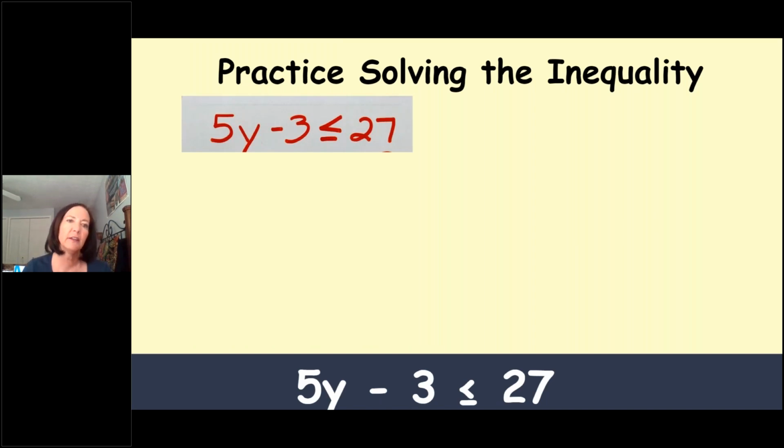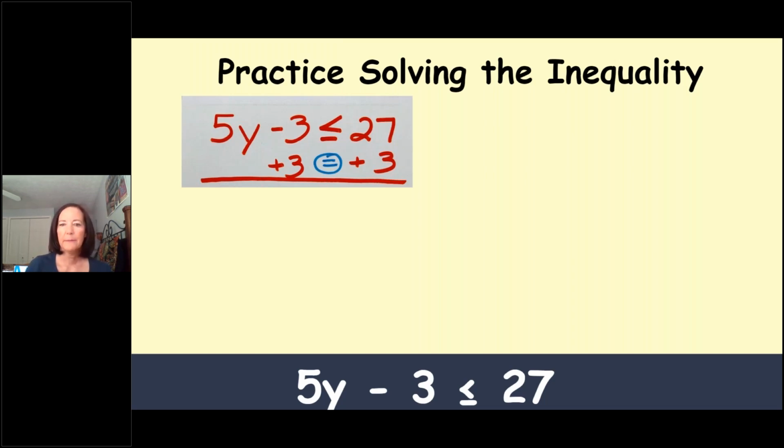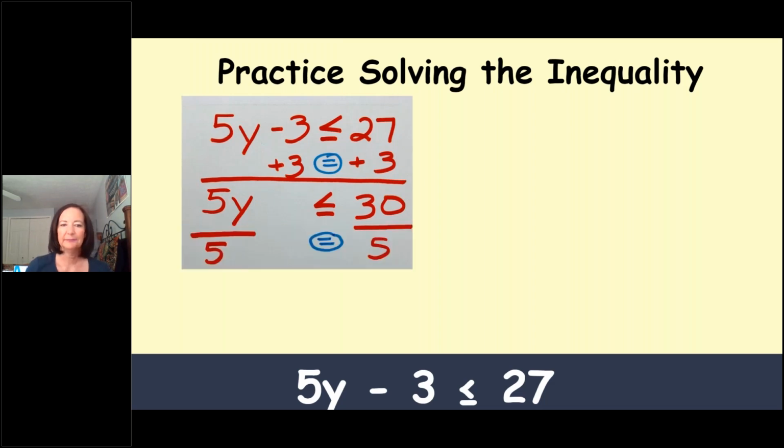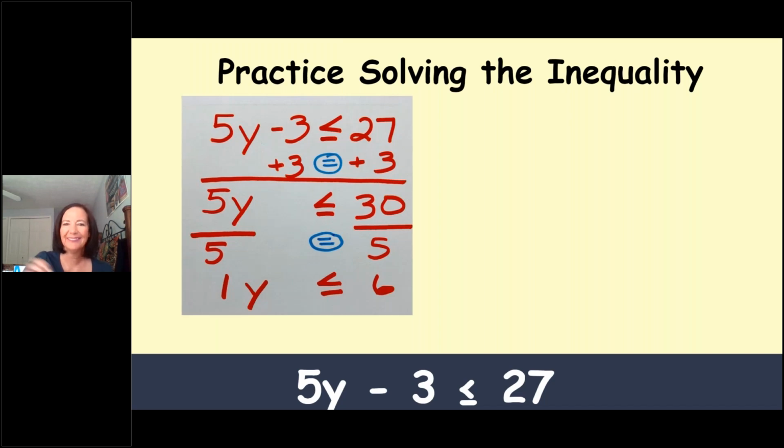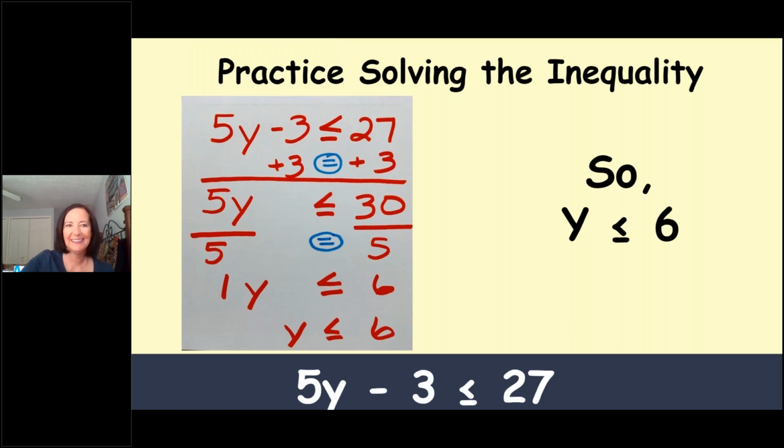Okay, Danielle, your turn. 5y minus 3 is less than or equal to 27. This is kind of ugly. So first we gotta add 3 on both sides. So then we're gonna have 5y is less than or equal to 30. And then we gotta divide by 5 on both sides, so it's gonna be y by itself is less than or equal to 6. Dang, girl, you were fast. The correct answer, y is less than or equal to 6.